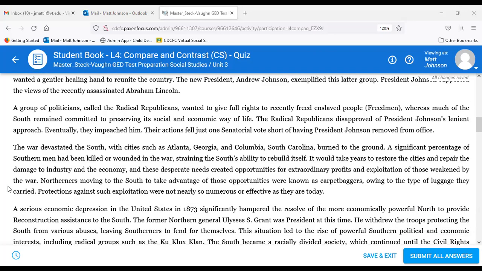Capri, you want to take the next paragraph for us? Sure. The war devastated the South, with cities such as Atlanta, Georgia, and Columbia, South Carolina burned to the ground. A significant percentage of Southern men had been killed or wounded in the war, straining the South's ability to rebuild itself. It would take years to restore the cities and repair the damage to the industry and economy. And these desperate needs created opportunities for extraordinary profits and exploitation of those weakened by the war. Northerners moving to the South to take advantage of these opportunities were known as carpetbaggers, owing to the type of luggage they carried. Protections against such exploitation were not nearly so numerous or effective as they are today.